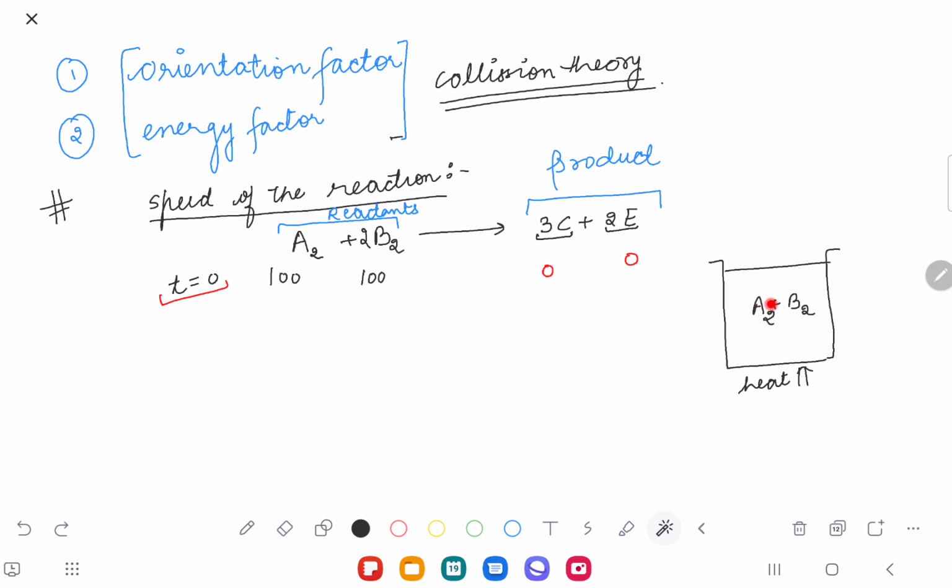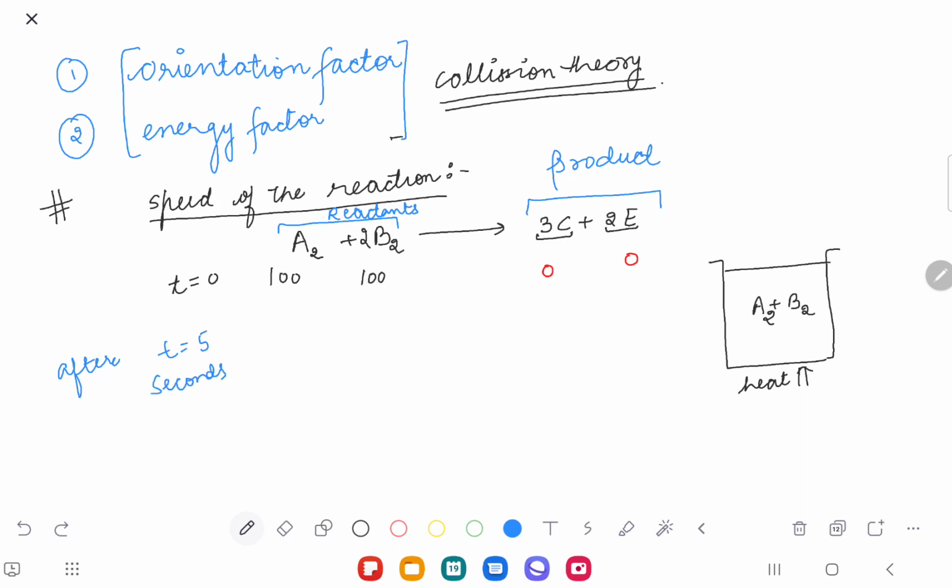We have A2 plus B2. So when we have A2 and B2, they are still reacting to form the product. So I hope you're understanding that, as the clock ticks and the time passes by, let's suppose 5 seconds have passed away. So after 5 seconds, what would happen, Shruti?